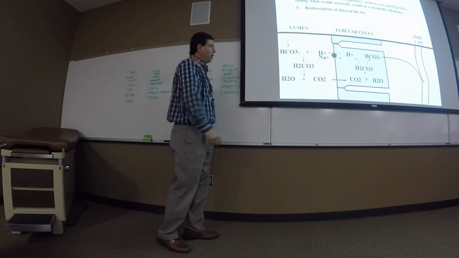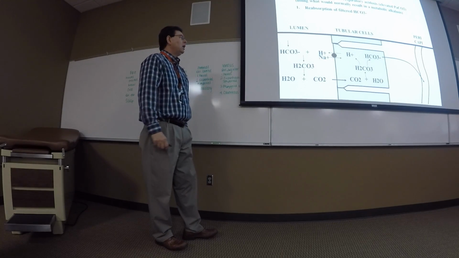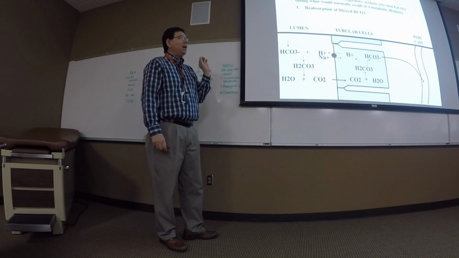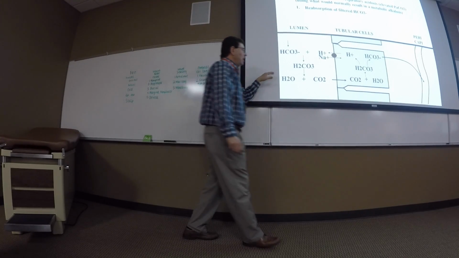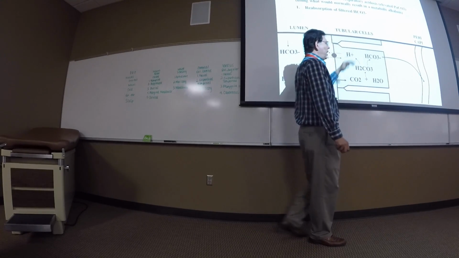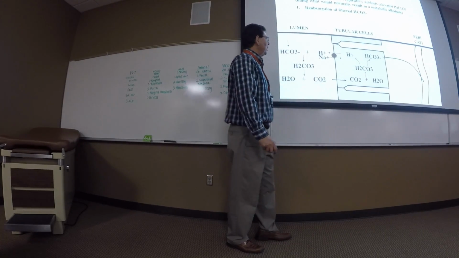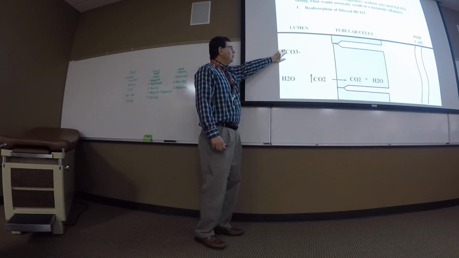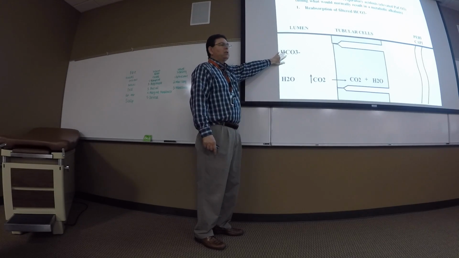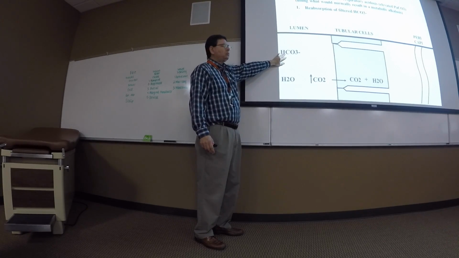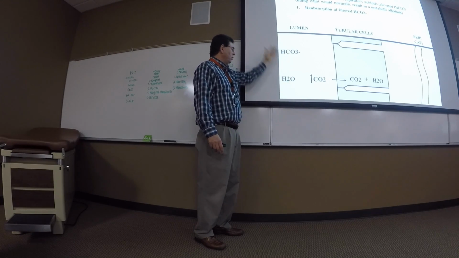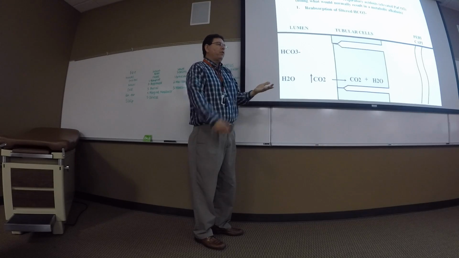So here we're in the proximal tubule or the distal tubule. Why? It turns out this is where we have a lot of carbonic anhydrase, and carbonic anhydrase is what drives this reaction. So here we have bicarbonate in the lumen of our nephron. Let's say we're in the proximal tubule. Bicarb was filtered. Water is filtered. CO2 is filtered. They're freely filterable.